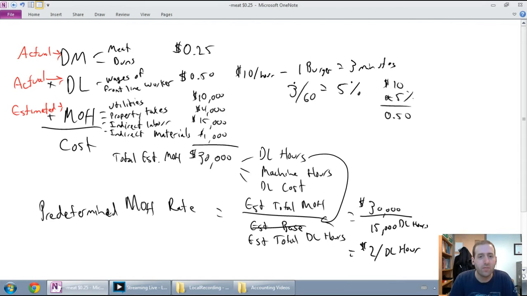Well, what does that mean for my burger at the beginning here? I've said, okay, my burger's material costs are 25 cents. I've said my burger's labor costs are 50 cents. What about its overhead costs? Well, its overhead costs are $2 per hour. And we said a burger takes 3 minutes or 5% of an hour. So what's 5% of $2? That's how much overhead cost needs to land on my burger.